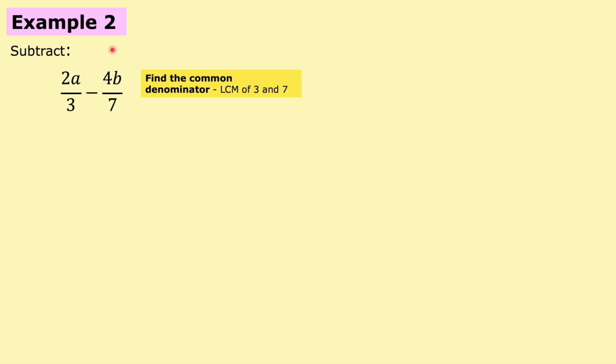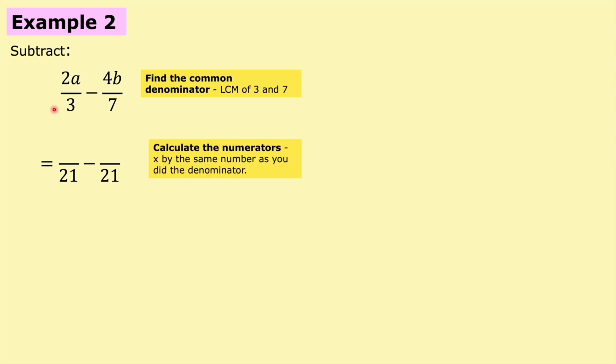So we're going to find the common denominator because we can only subtract if we've got the same number on the bottom. So the lowest common multiple of 3 and 7. Thinking of your 3 and your 7 times tables, the lowest common multiple is 21. So we're going to have 21 on the bottom of both our fractions.